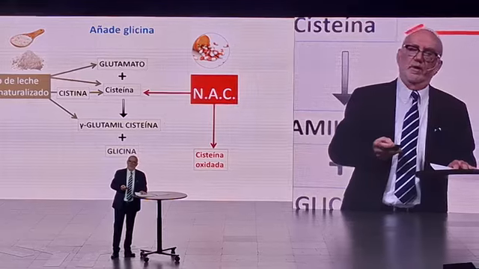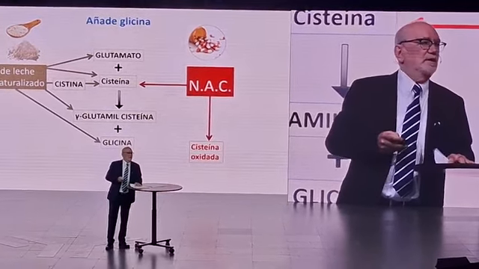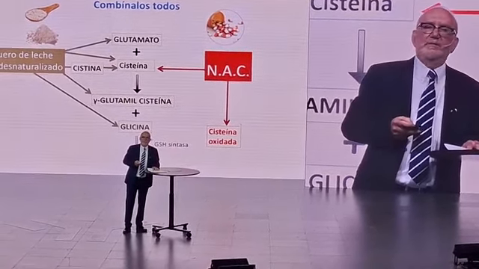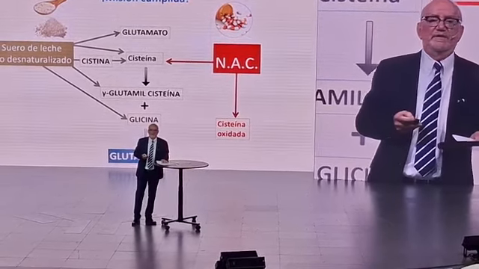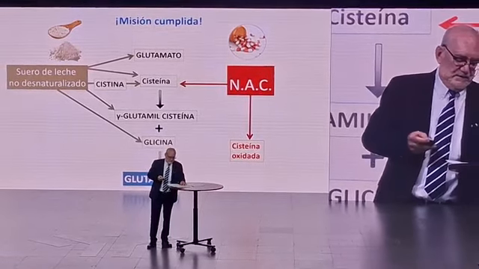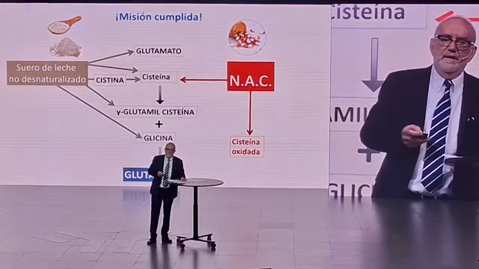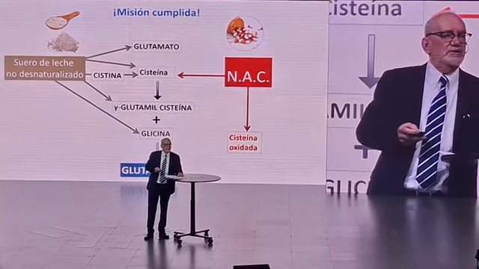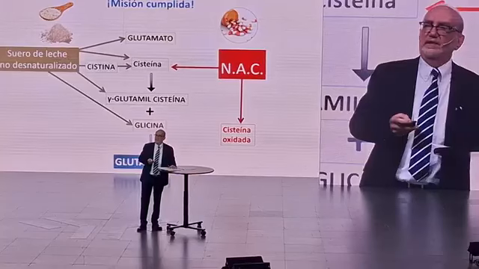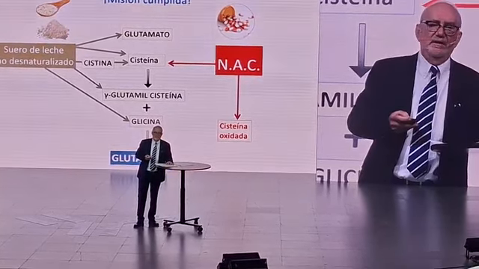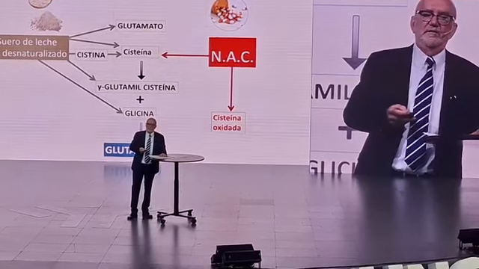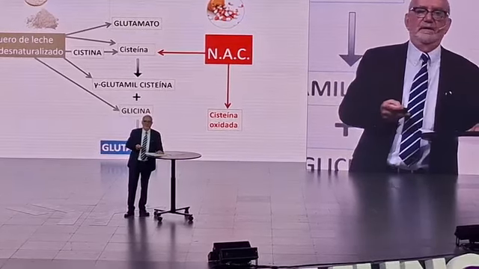And what about glycine? Where do we get glycine from? Immunocal gives you glycine. And then there's another enzyme called glutathione synthase, and finally we get glutathione. Do you see the difference now in the production of glutathione between these two products? N-acetylcysteine gives you some cysteine. Immunocal gives you glutamate, gives you cysteine and cystine, gives you gamma-glutamylcysteine, gives you glycine. It gives you everything that you need.